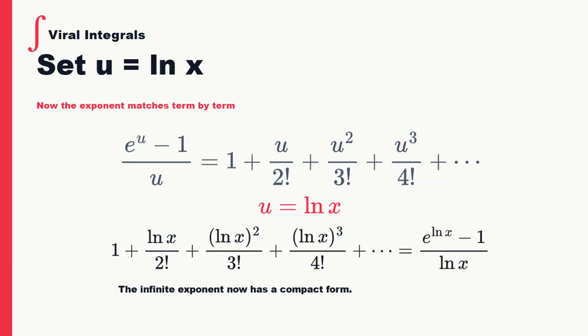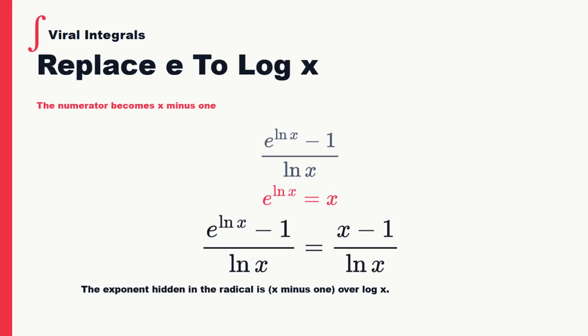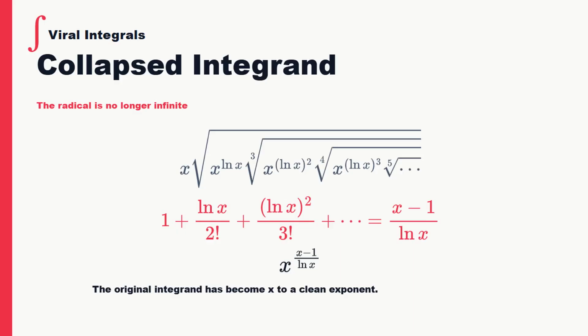Now set u equal to log x. The shifted exponential series becomes the exact exponent from the radical. The compact exponent still contains e to the log x. Replace that with x. The nested radical and outside factor now combine into one ordinary power of x.